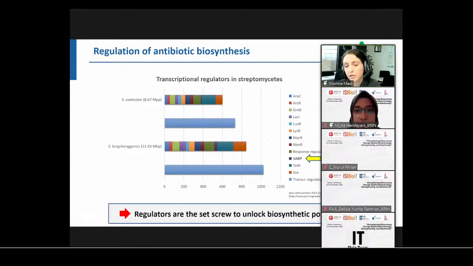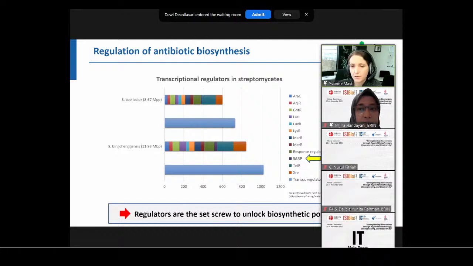We can do that by using regulators. Regulators are the set screw to unlock the biosynthetic potential of these natural compound producers. However, the problem is that there are so many different transcriptional regulators in actinomycetes, especially in streptomycetes, and these can be of different classes and interact in quite complex cascades with each other. Depending on genome size, there can actually be more than a thousand different transcriptional regulators.